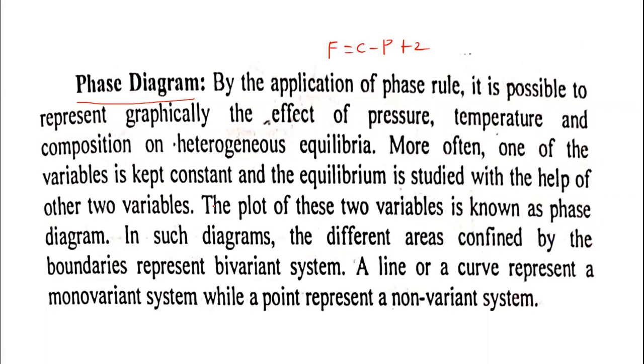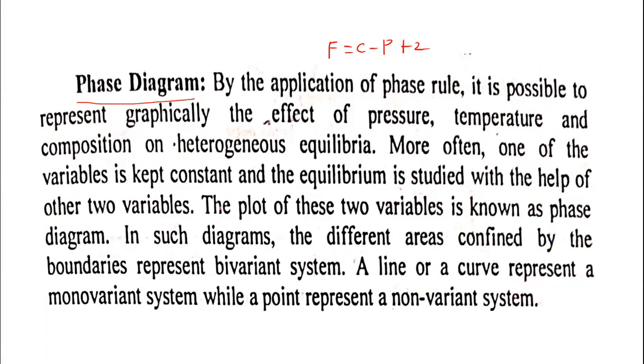As we increase the temperature, the liquid is converted to vapor, or as we increase the pressure, the vapors are converted to liquid, or liquids may be converted to solids. So there is an effect of pressure, temperature, and composition on the heterogeneous system. It means that the system will change.